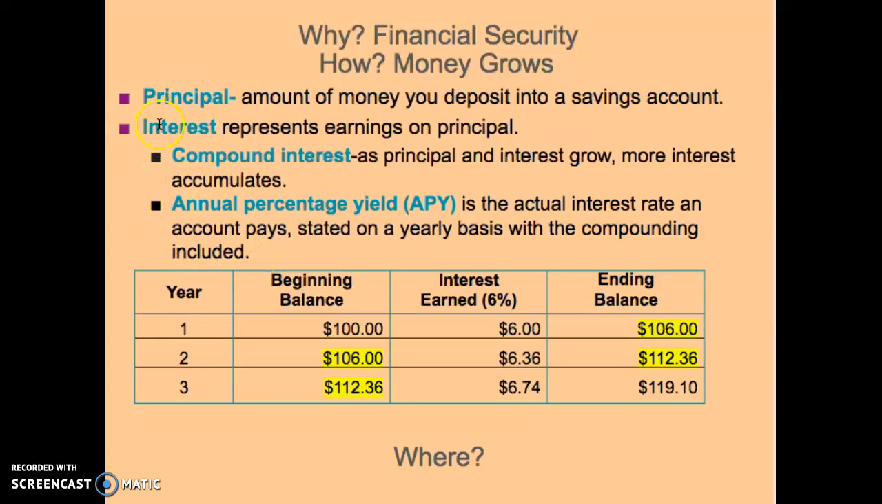Some of these blue words are the vocabulary terms, as usual, that you would want to focus on when you're reading the chapter. But we'll start with the word principal. Principal is used in this course in two different ways. Principal could be the amount of money you deposit into a savings account, so what you're starting with. But principal will later refer to the amount of a loan that you originally take out before interest is applied. So let's just say that I have a beginning balance of $100 for my savings account. That would be my principal.